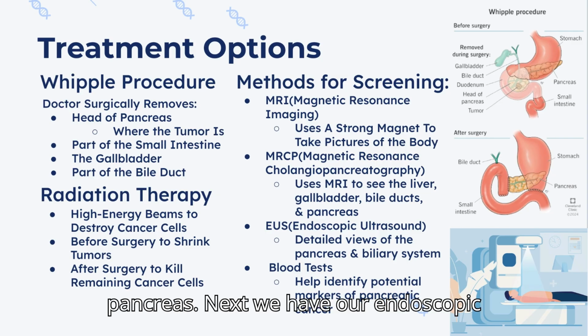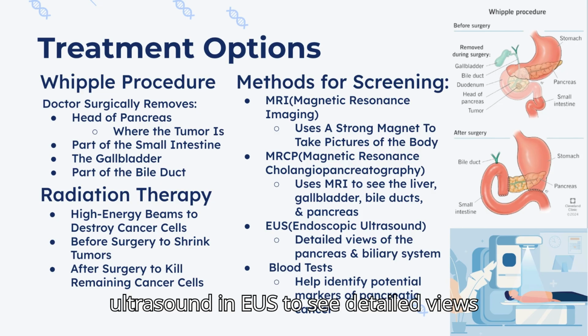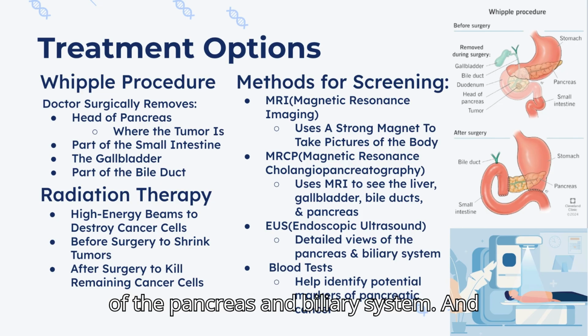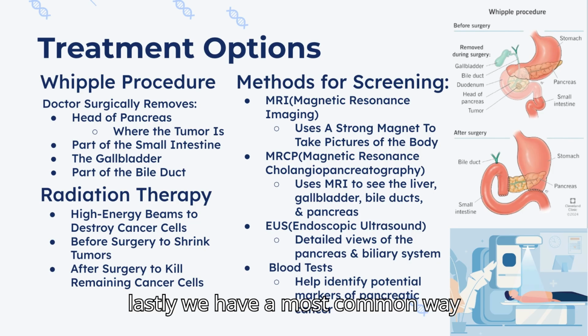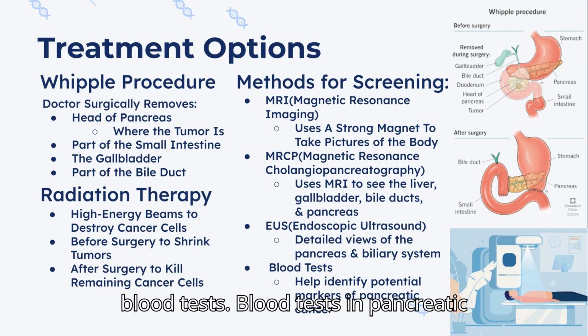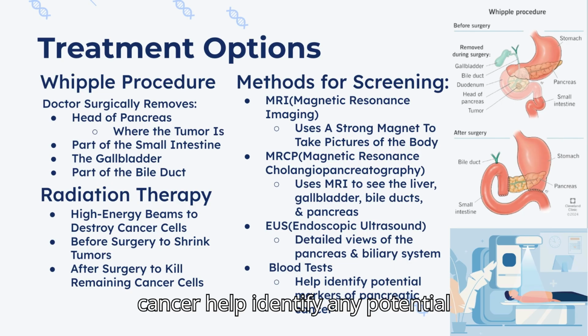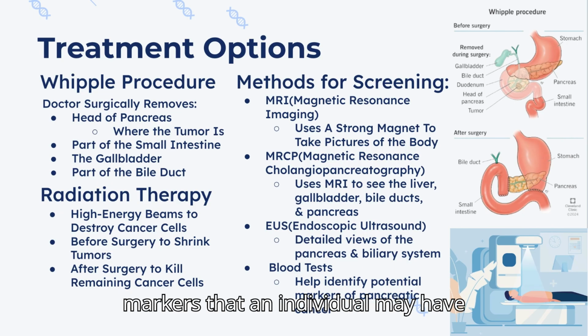Next, we have our endoscopic ultrasound, or EUS, to see detailed views of the pancreas and biliary system. And lastly, we have a most common way, blood tests. Blood tests in pancreatic cancer help identify any potential markers that an individual may have pancreatic cancer.